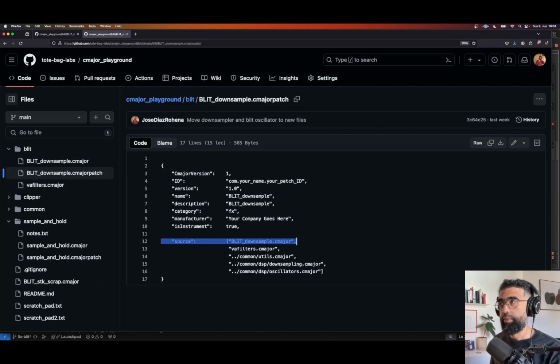So at the end of the last installment, I wrote a message that I was going to post on the Audio Programmer Cmajor channel. And one of the Cmajor maintainers responded, and they said this: our expectation is that we'll have some sort of module package system. So you would bundle your dependencies into a module and include this in your patch.